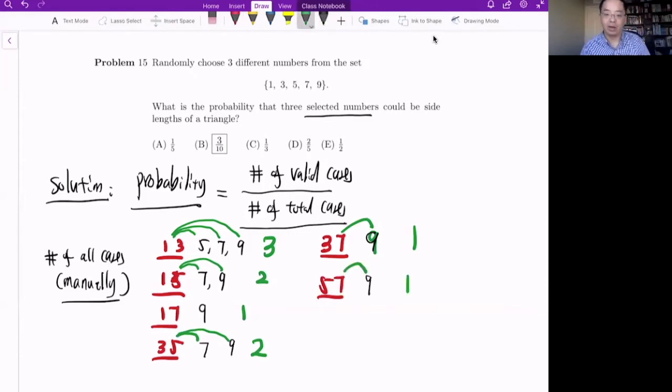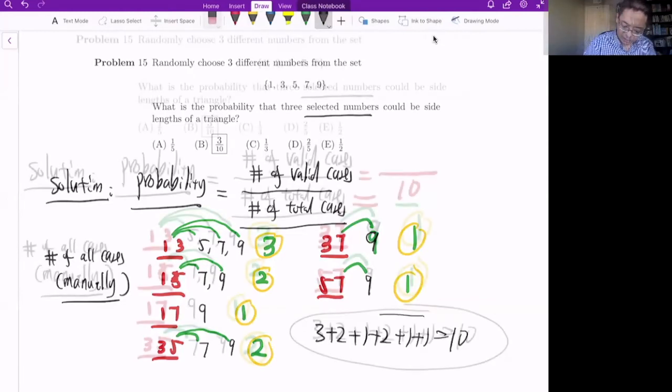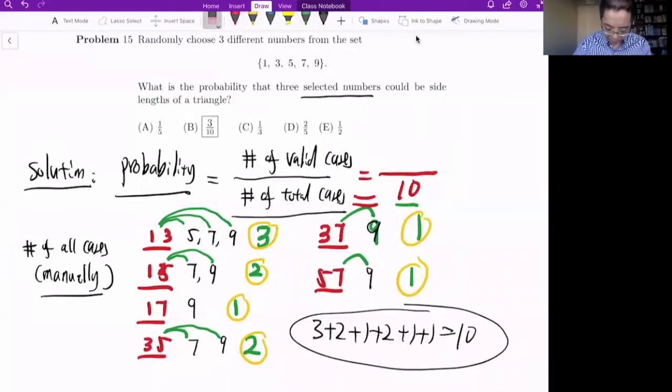Now, if we add all those together, we have 3, 2, 1, 2, 1, 1. So let's add them together: 3 plus 2 plus 1 plus 2 plus 1 plus 1 equals 10. So there are 10 different ways. The total number of possible cases is 10.